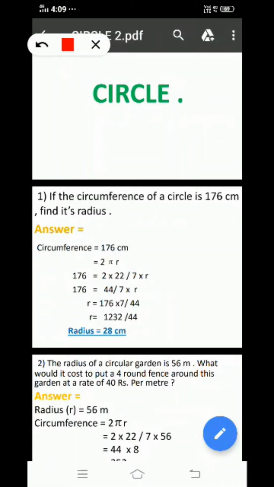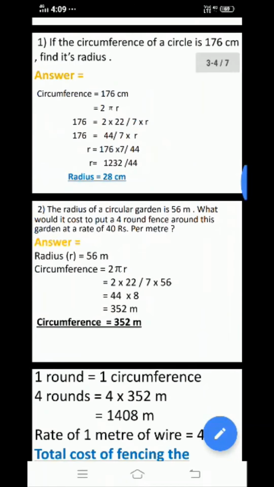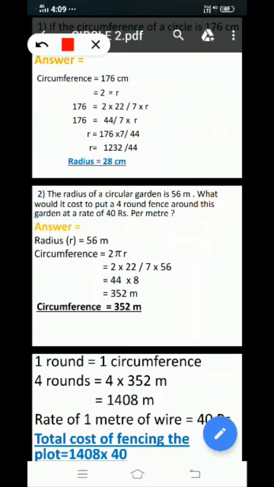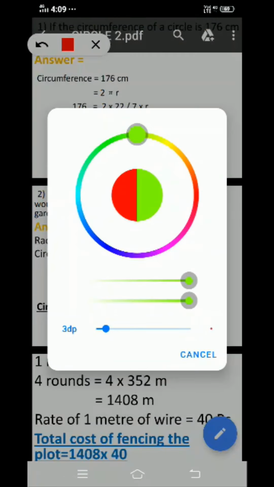You have to see the unit. Unit is very important. Now see, in this they have given you circumference in centimeter, which means the answer must be in centimeter. Okay. Now next step is the next question. Now I am moving towards the next question.